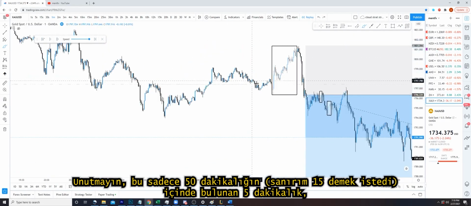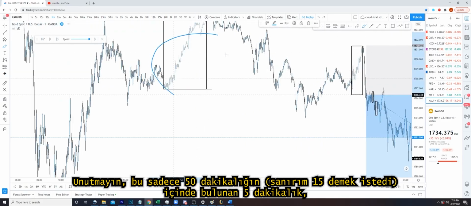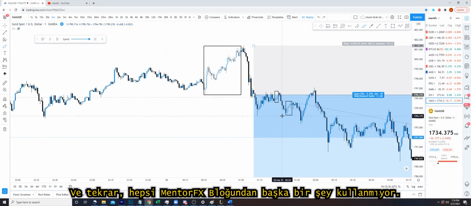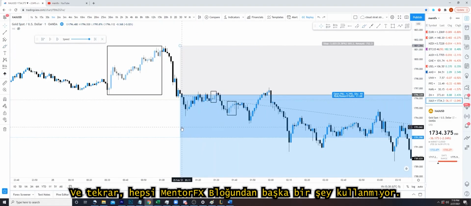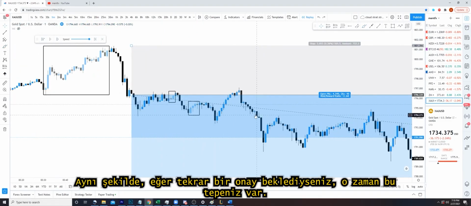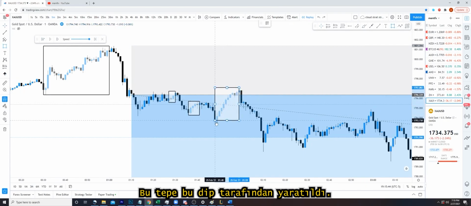Remember, this is only the 5-minute, which is based inside that 15-minute, right? And again, they're all just using nothing more than the MentorFX block. Now, the same way, if you waited again for a confirmation, then you have this high. This high is created by this low.